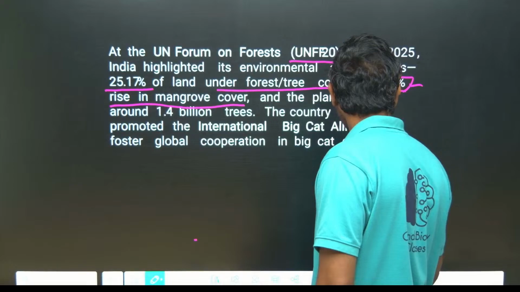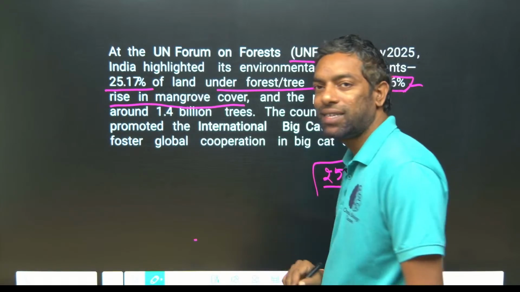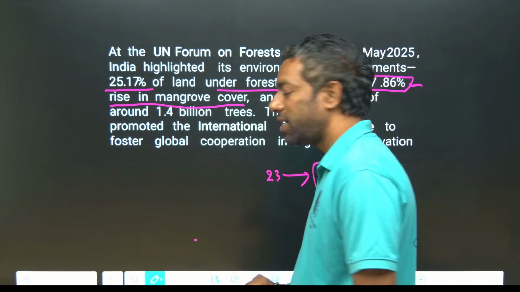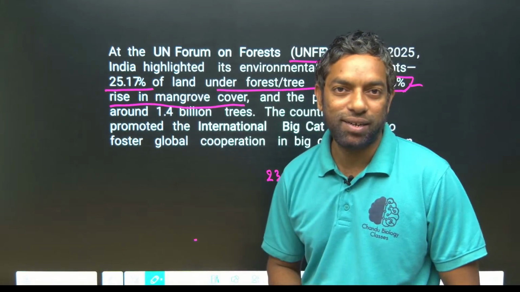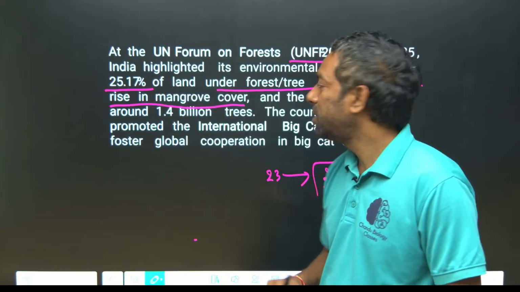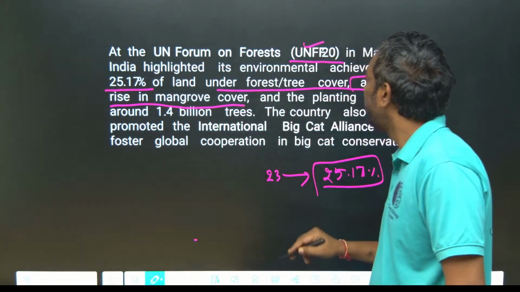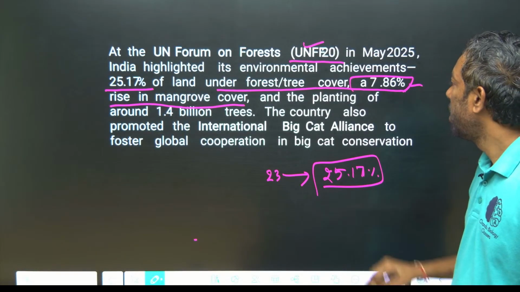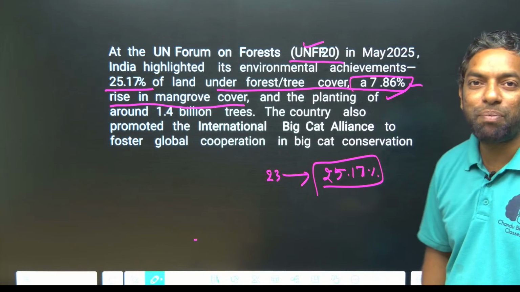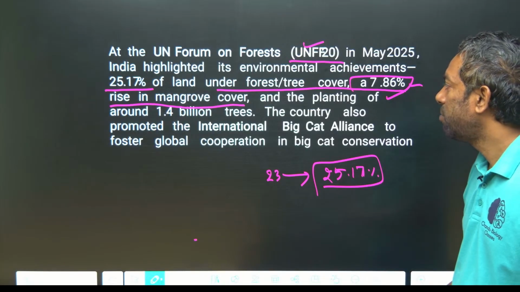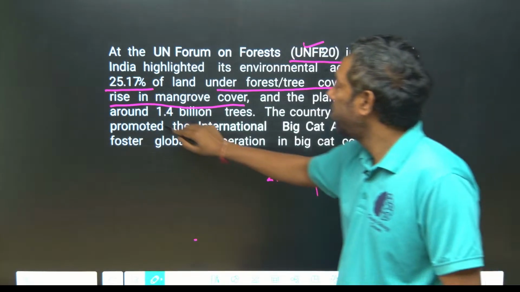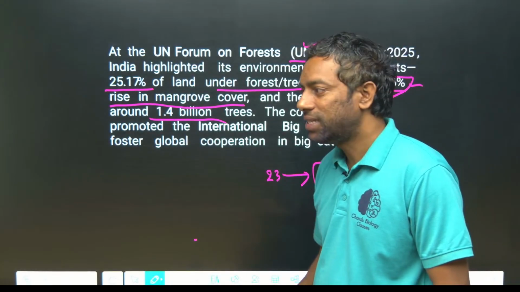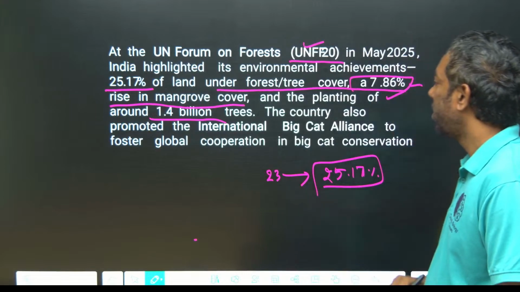India has 25.17% forest cover, guys. Before, it was actually 23%, so it has risen 2%, as per the report at UNFF 20. Okay, this is important. Mangrove cover increased 7.8%. Around 1.4 billion trees were planted. This is important for the next exam.